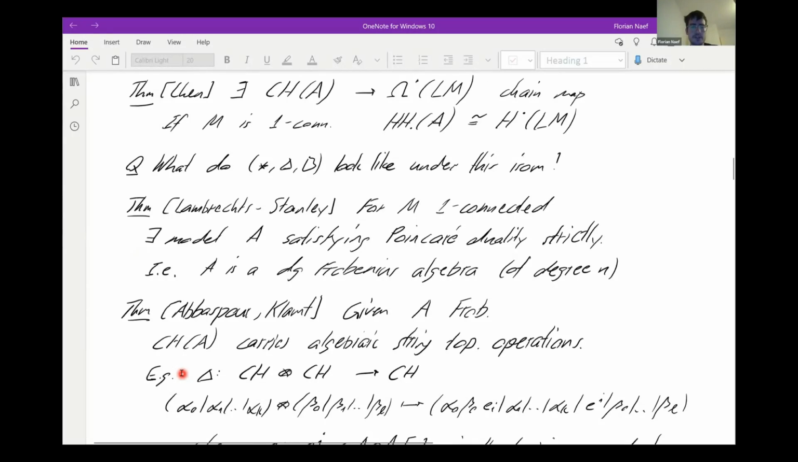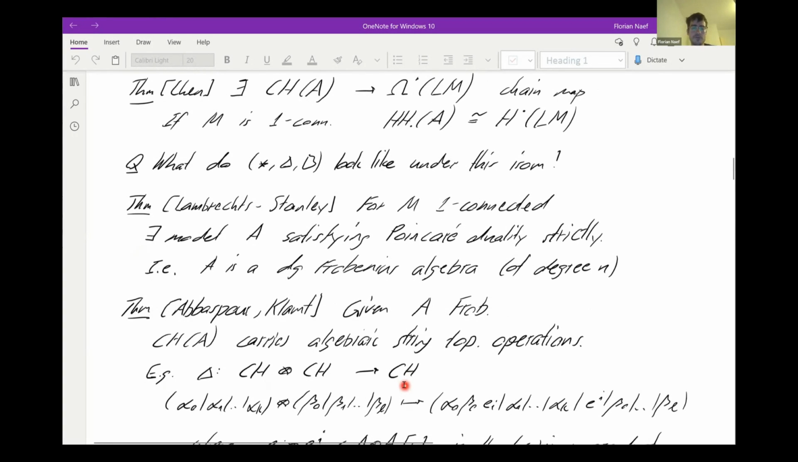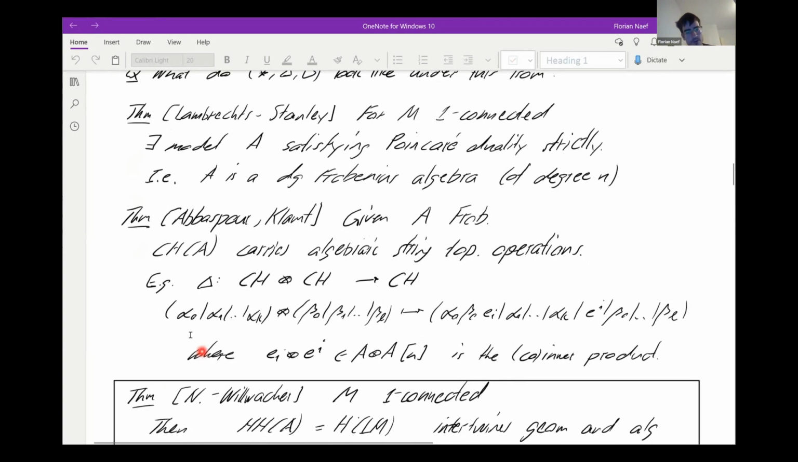But here we're basically only interested in those two operations, or actually mostly interested in the coproduct. So let me write down the formula for the coproduct. Here what you're doing is you take two Hochschild chains, and you, in some sense, just concatenate those Hochschild chains together.